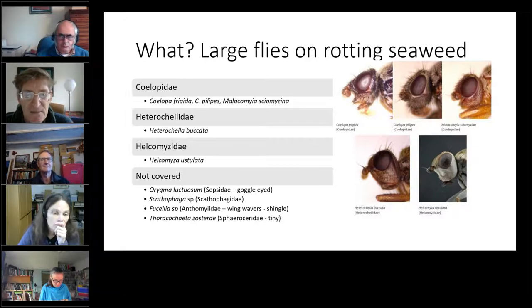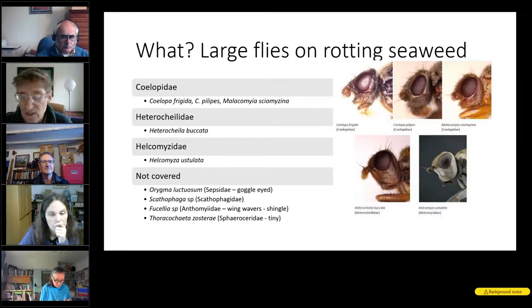Notably, there's a sepsid, which looks at first sight rather like one of these, but that's covered by the Sepsidae recording scheme. And then there's all the things you're likely to come across, such as some dung flies, some Anthomyiids, which have very nice wing-waving behavior and are more found on the shingle beside the seaweed rather than on the seaweed. And there are also some tiny little sphaerocerids, again, which are not covered by the scheme. So that's the caveat. It's just the big, nasty, bristly flies that I'm interested in for this scheme.